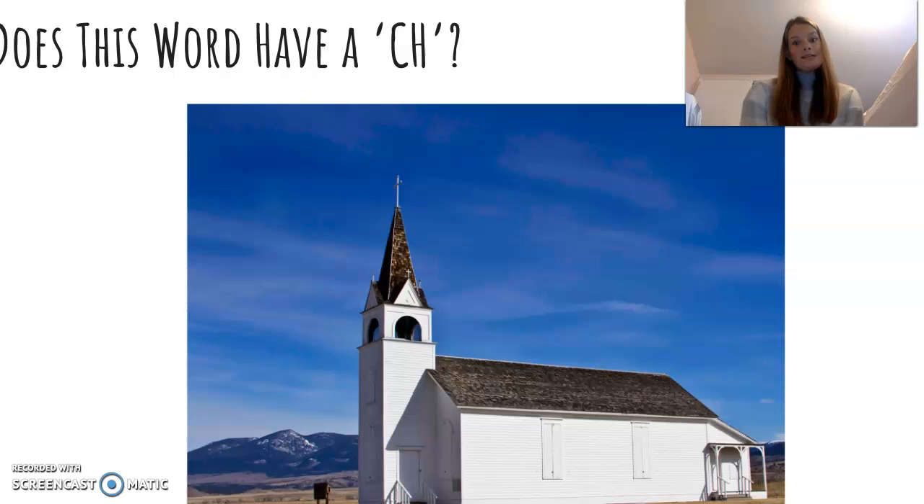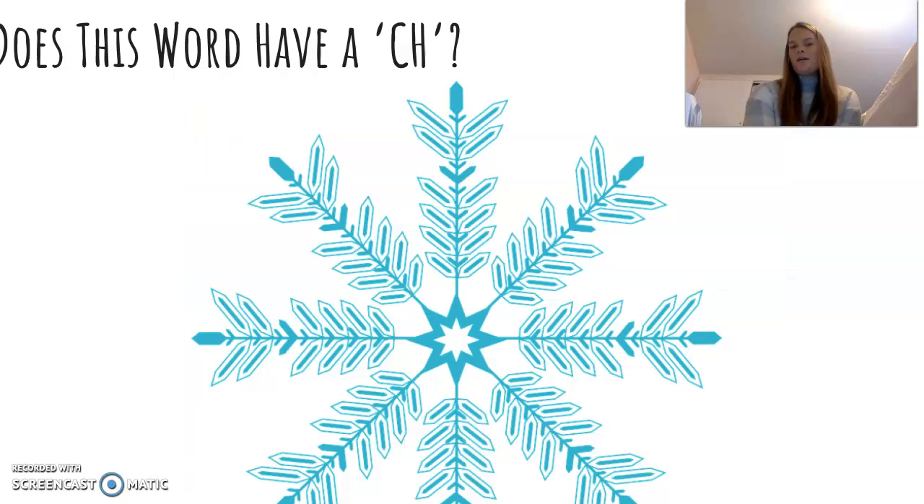What about this? This is a place. It does. Church. Church has the digraph CH in its name. Let's keep going. What about this one? No, right? No, this is a snowflake. It doesn't have a CH in its name.